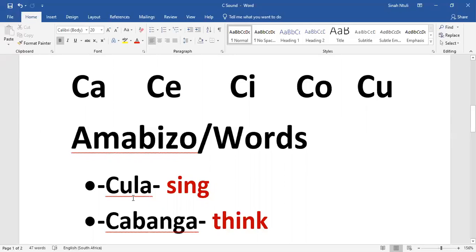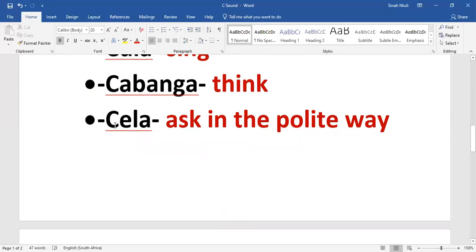So now we are going to look at the words that have C or T. The first one here is tula. Tula. Say with me. Tula. Tula means sing. And the other one is tabanga. Tabanga means think. Don't stop to put your tongue on top of the roof of your mouth. And then here we have tela. Tela is to ask for something in a polite way, or to request.